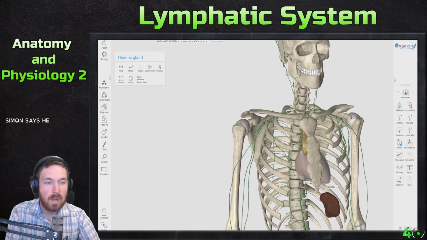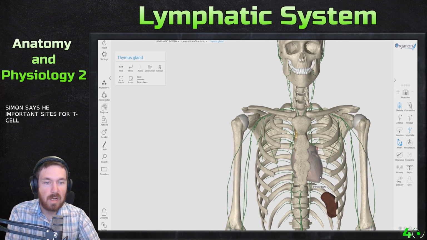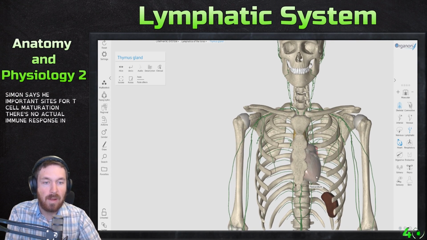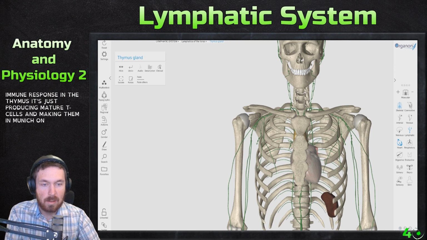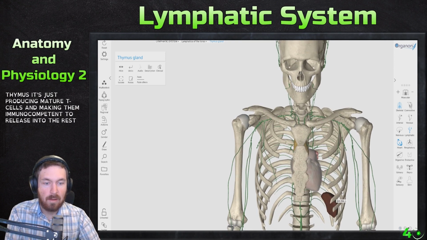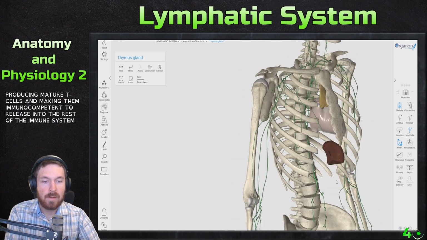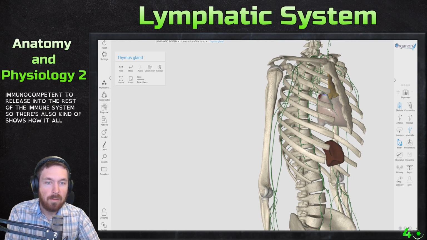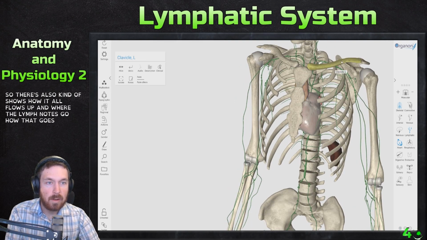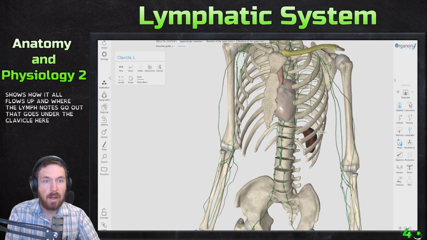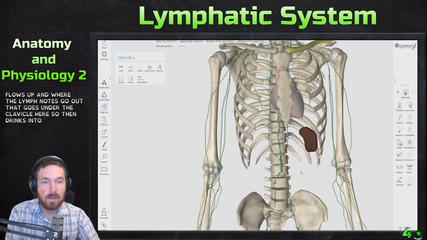The thymus is the important site for T cell maturation. There's no actual immune response in the thymus. It's just producing mature T cells and making them immunocompetent to release into the rest of the immune system. So this also kind of shows how it all flows up and where the lymph nodes go, how it goes under the clavicle here. So then it drains into the subclavian.